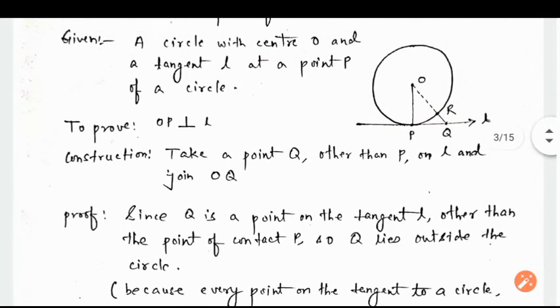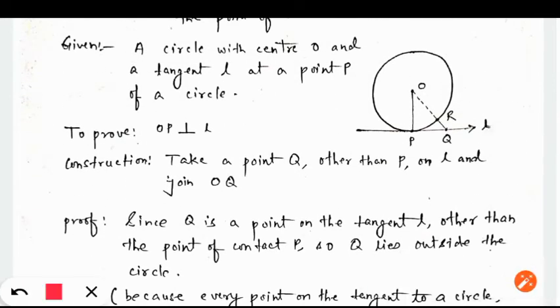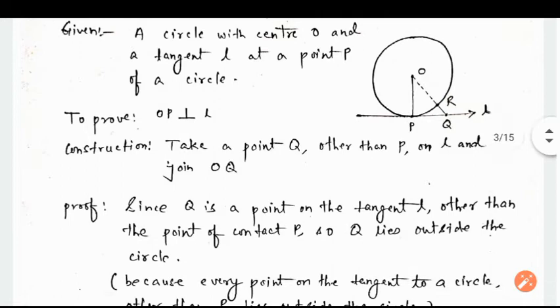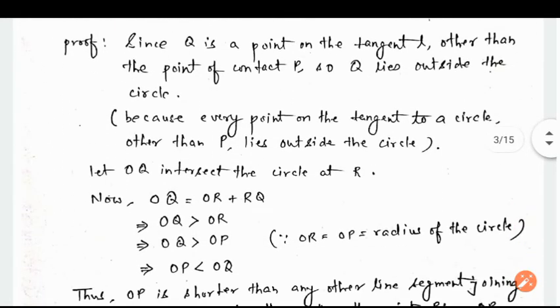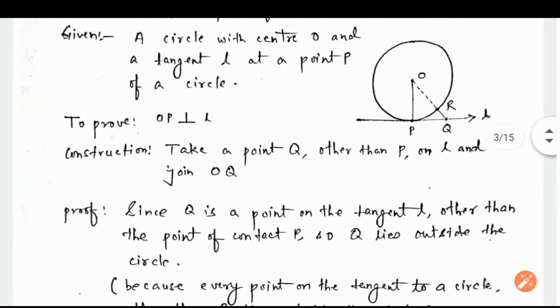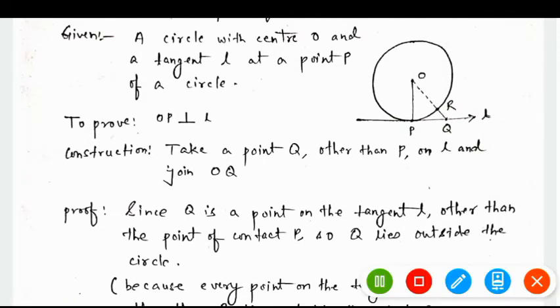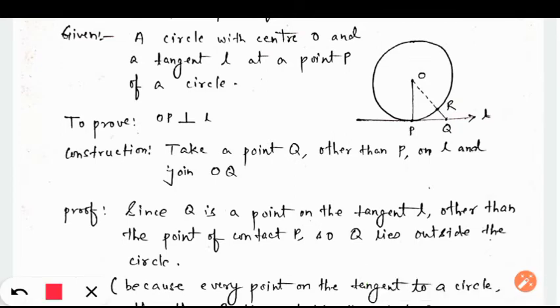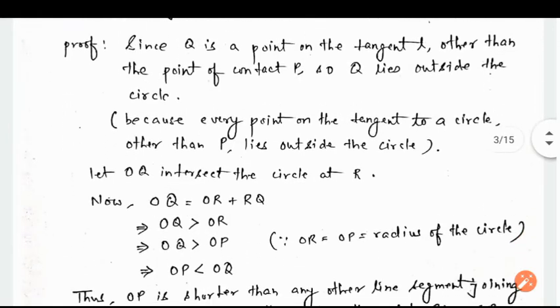Now after joining OQ, let OQ intersect the circle at R. Now see the figure properly. Now in place of OQ, can we write OQ is equal to OR plus RQ? Can we write this? So now OQ is equal to OR plus RQ.